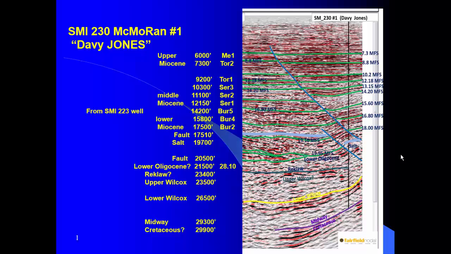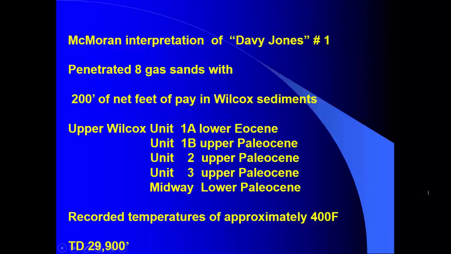So we thought there was a fault here at the point, and then the salt well, and then another fault, and then this we thought was the Reclaw coming in here, and then the upper Wilcox and the lower Wilcox, and then down here to the Midway. And that line right there is the top of the Cretaceous, which the well never hit. Okay?